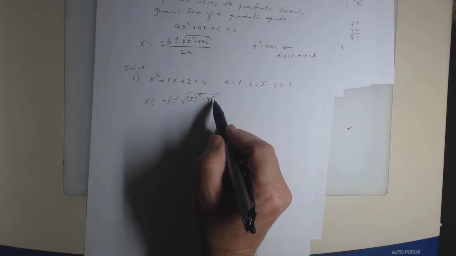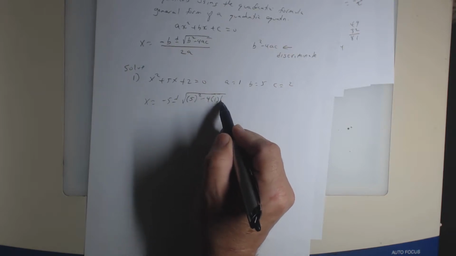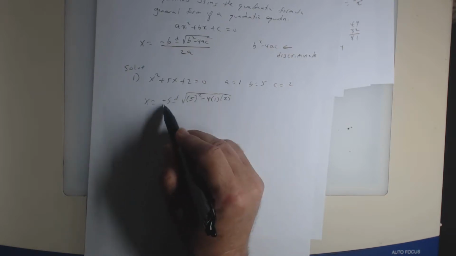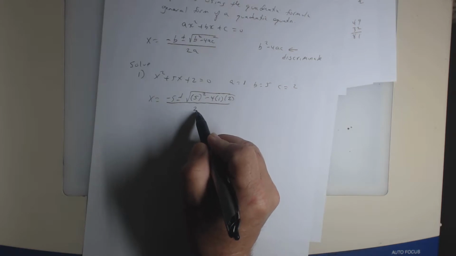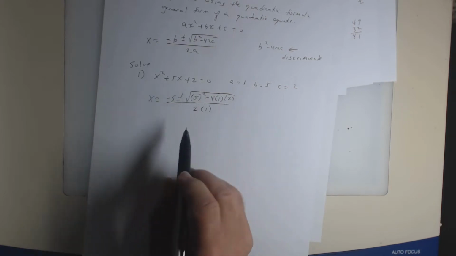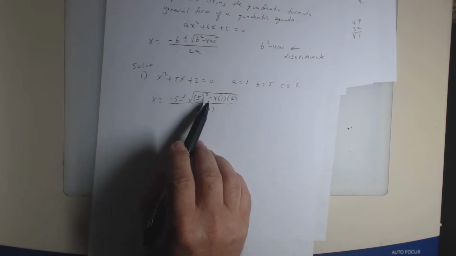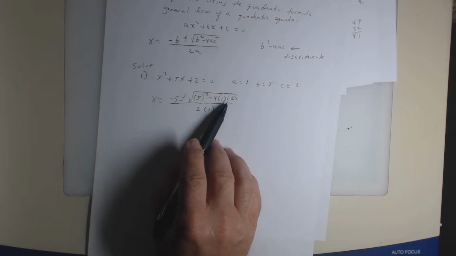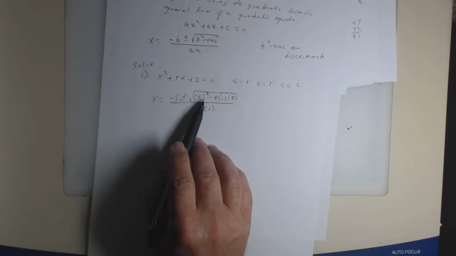Minus 4 times A. Put A in parentheses. What's A? 1. Times C, and what's C? 2. All over 2 times A, and what's A? 1. So notice I put A, B, and C in parentheses here. All right, the next step is to simplify your radicand.